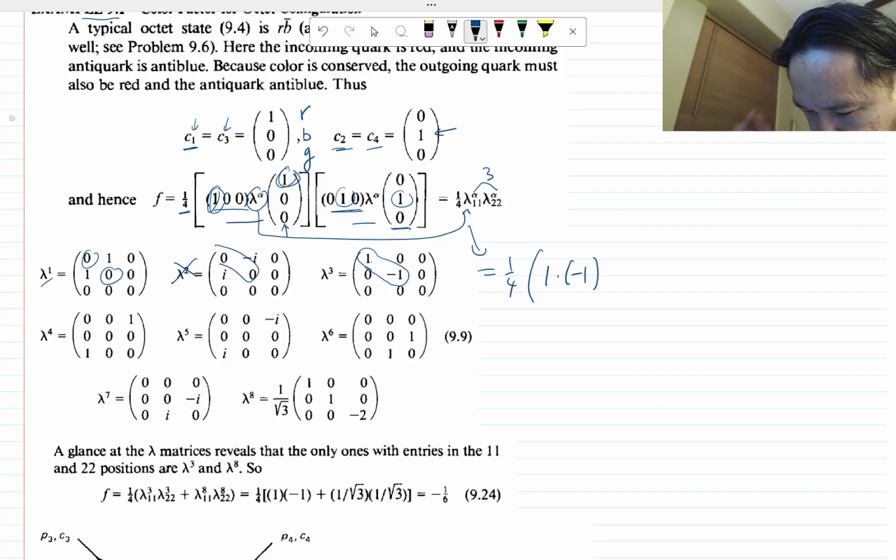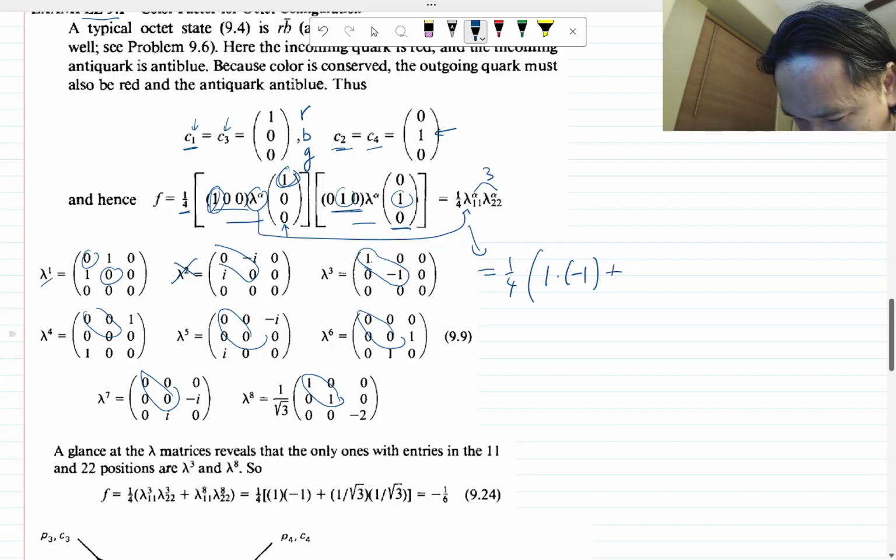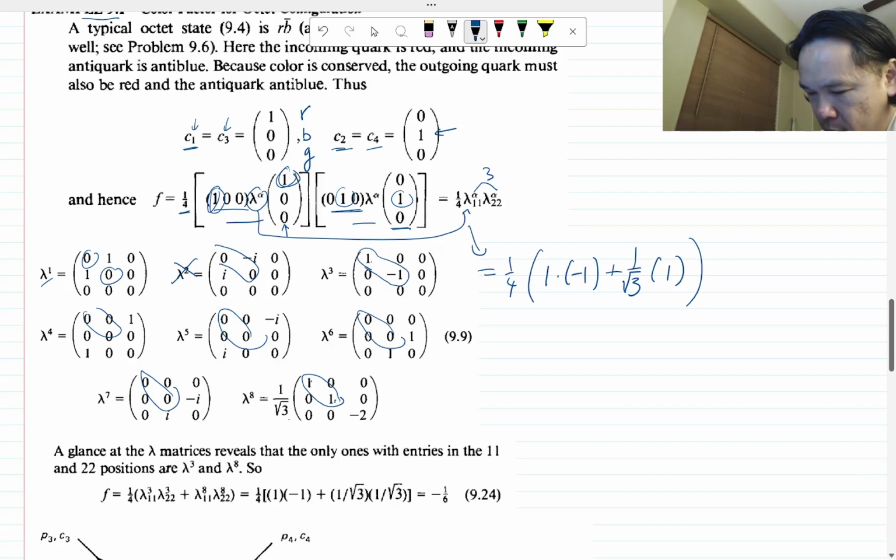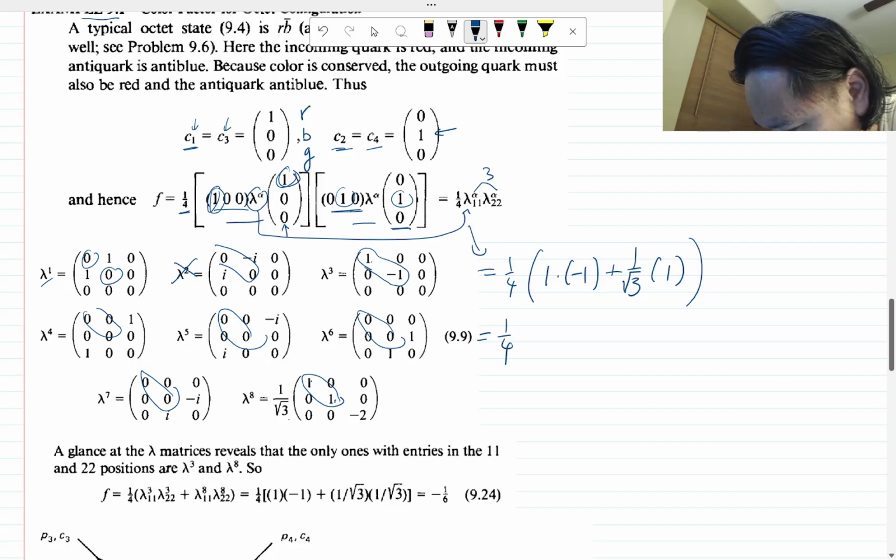Then we're going to get next. This is also 0. This is also 0. This is also 0. This is also 0. And now we have another one that's not 0. So we have 1 over square root of 3 in front first, and then the 1 component times the 2 component will give you a 1 here. So we have this 1/4.